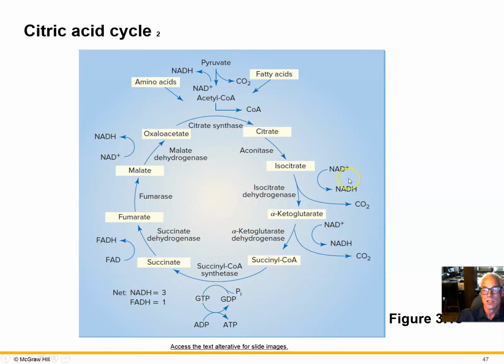We're capturing high energy electrons. You can see FADH being produced. We're capturing more high energy electrons. So that's really the main product of Krebs cycle. We do produce an ATP for every time around the cycle. It starts out as a GTP, which can then be converted directly to ATP.